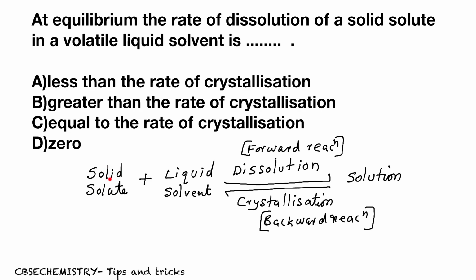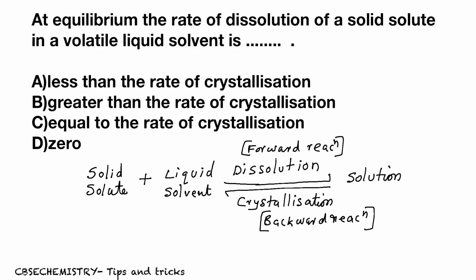Solid solute combined with or dissolved in liquid solvent to form solution. That dissolution process is the forward reaction here, right? Now, from the solution, we are getting solid solute and liquid solvent separately, that is crystallization. That is the reverse process, right?